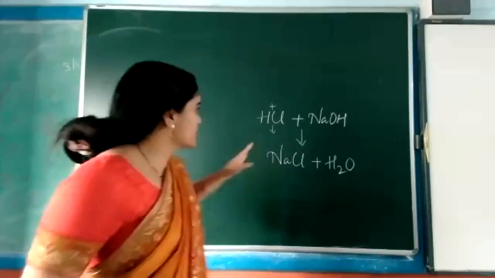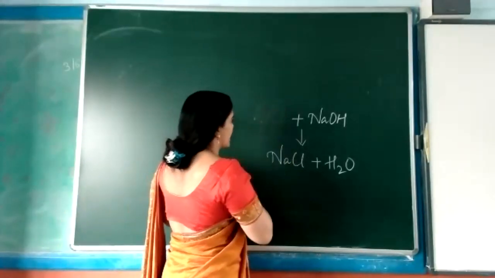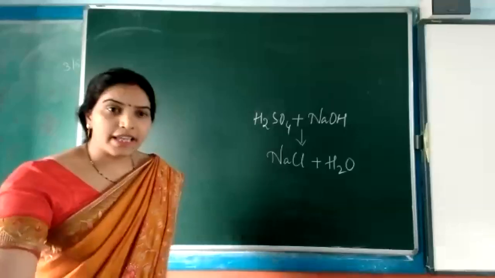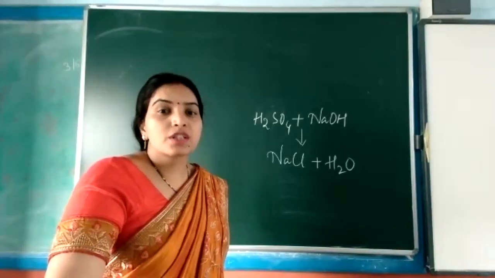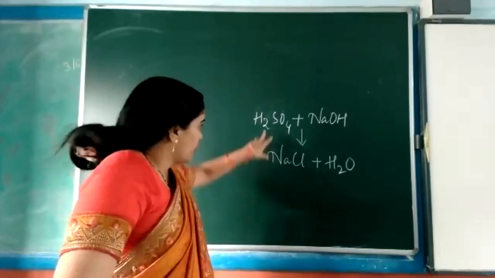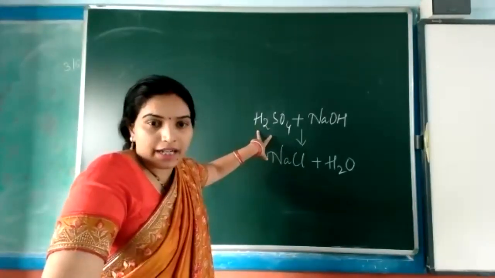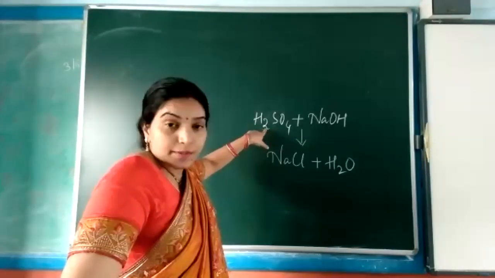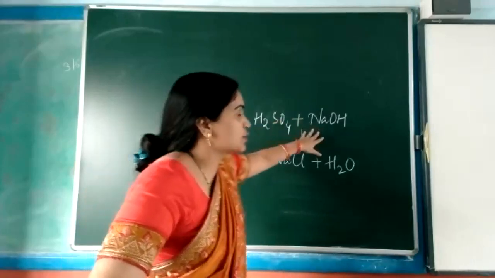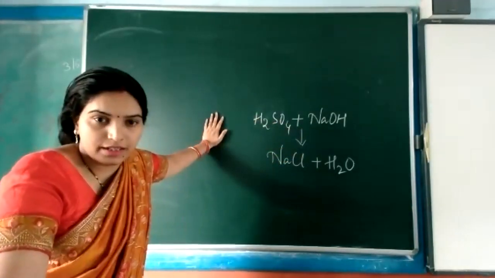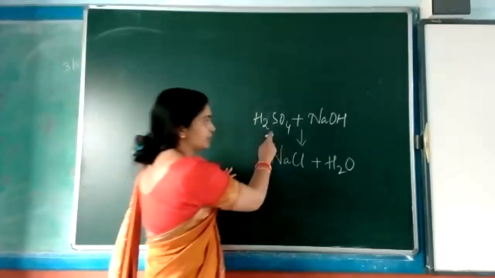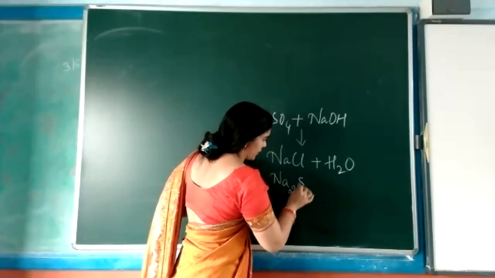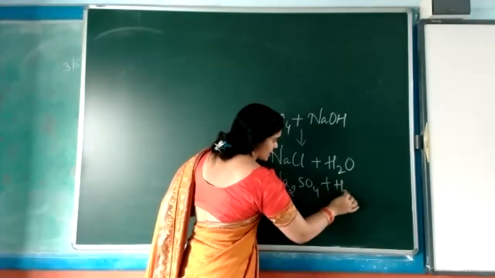Clear? Now suppose here only change the acid, that is dibasic, H2SO4. Now this H2SO4 is having tendency to produce 2H plus ion. Why? Because it contains two hydrogen atoms in a molecule. Now if two hydrogen ions are produced by sulfuric acid, definitely the salt formed is sodium sulfate. Clear? Exchange of radicals takes place and the salt formed is sodium sulfate, along with byproduct, that is H2O.